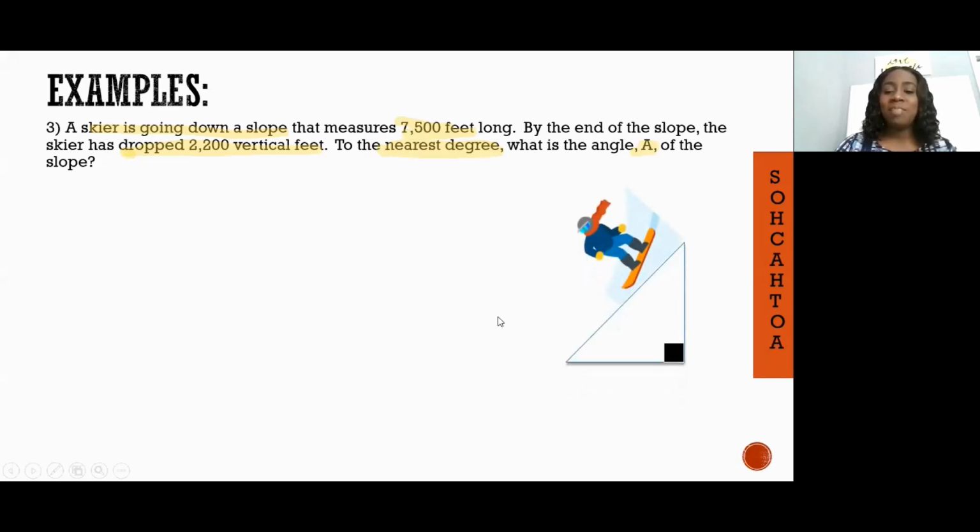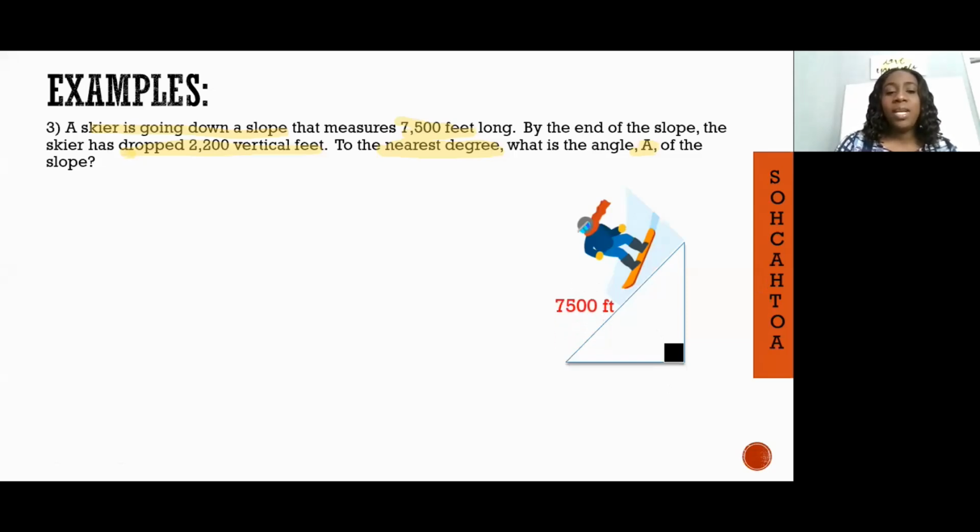So there's my skier coming down the slope. Now, where does the 7,500 feet go? The adjacent is. No, we don't. Okay. So most persons said where the skier is. That's correct. So 7,500 goes there.